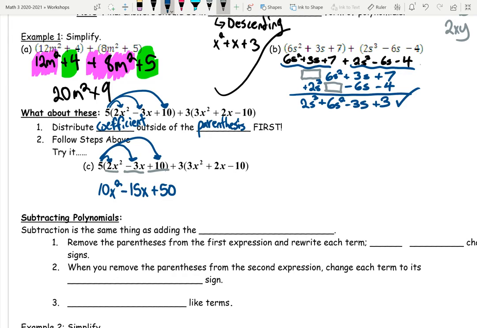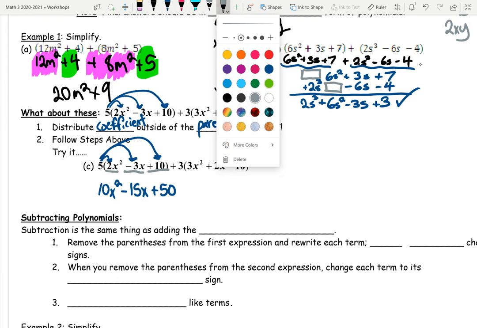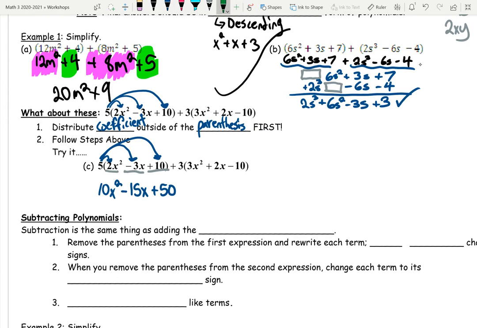Likewise, I'm going to do this for this next one. I'm going to be distributing this coefficient to every single term inside of this grouping symbol. 3 times 3x squared is a positive 9x squared. 3 times 2x is a positive 6x. And 3 times negative 10 is negative 30. Now we drop the grouping symbols as step 1.